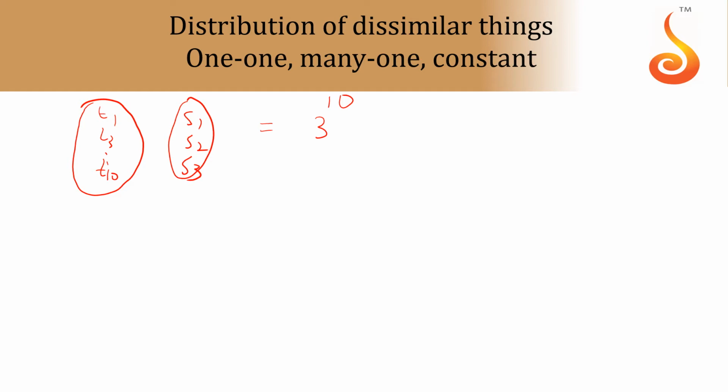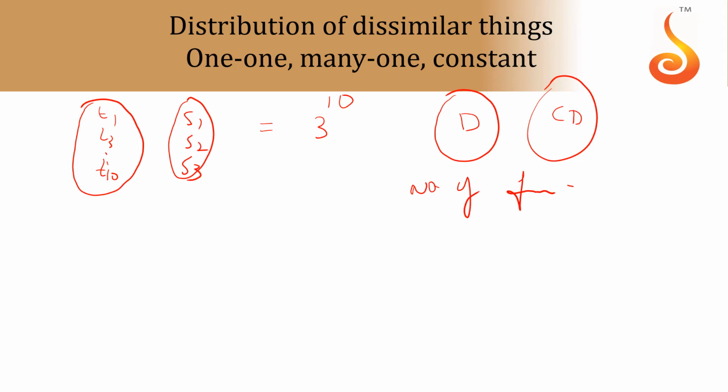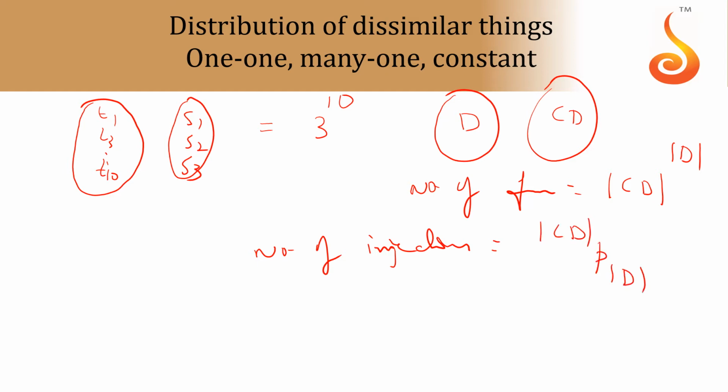If you know the number of functions, in the functions chapter you might have learned the number of one-one functions. Suppose this is called the domain, and this is called the codomain. So the number of functions will be how much? The number of functions will be cardinality of CD to the power of cardinality of D. Suppose I want the number of injections, or one-one: it will be cardinality of CD permutations cardinality of D, and I think you know that CD cardinality should be greater than or equal to D cardinality.